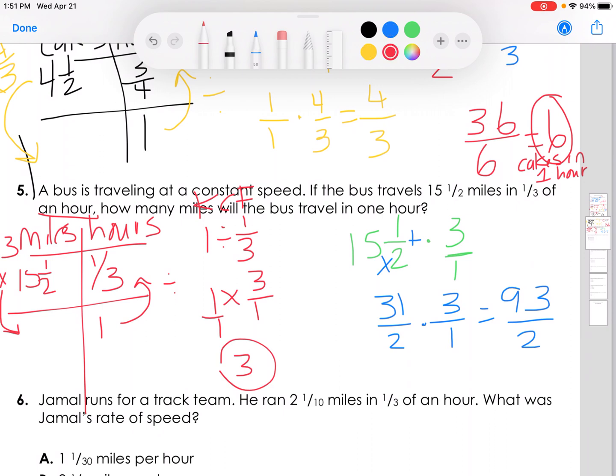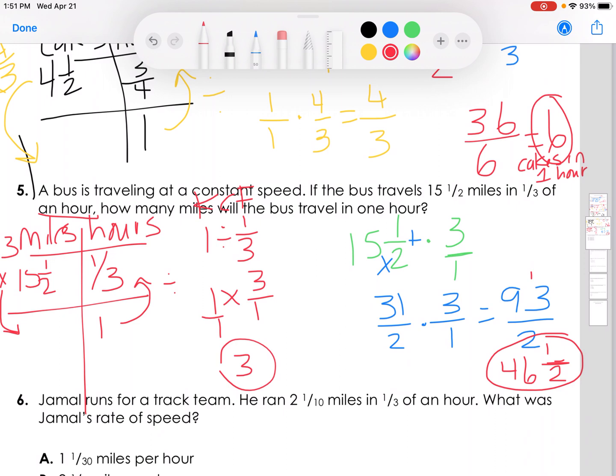2 goes into 9 4 times with 1 left over. 2 goes into 13 6 times with 1/2 left over. So this bus can go 46.5 miles in 1 hour.